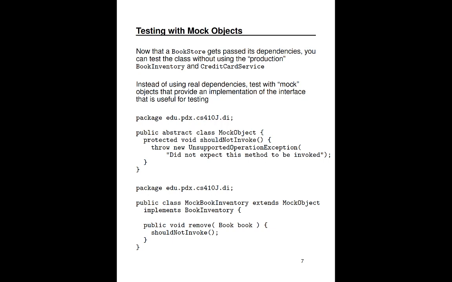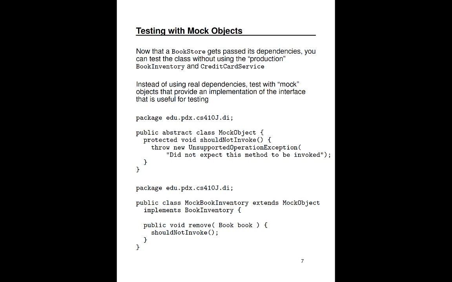So how might one implement these so-called mock objects for mocking out the behavior of book inventory and credit card service? Well, when it comes to testing your code, you want to be really clear about your expectations. And so oftentimes, if there's a method that's called that you don't expect to be called, you want to know about it. You want your test to fail because you're surprised by it. So an important part of mocking objects is throwing exceptions on things that shouldn't be invoked. So we have a superclass of our mock objects called mock object, and it has one method. It's called should not invoke, and it's protected, and all it does is throw an exception. And we'll use this should not invoke method in our implementations of our mock interfaces.